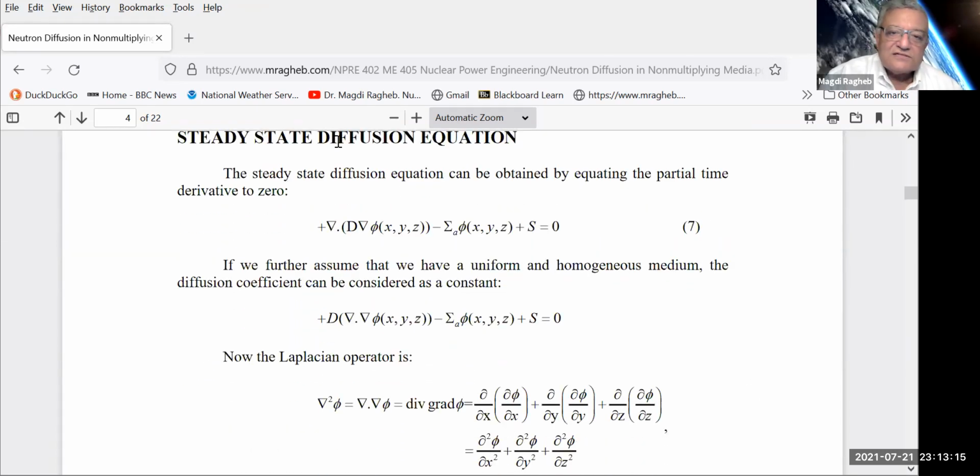Okay, let's take the steady state diffusion equation, which is the Helmholtz equation. Then the partial derivative with respect to time vanishes, and we get the equation that describes the steady state operation of any neutrons interacting with materials or in a nuclear reactor.